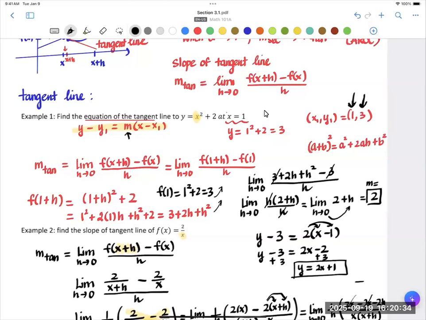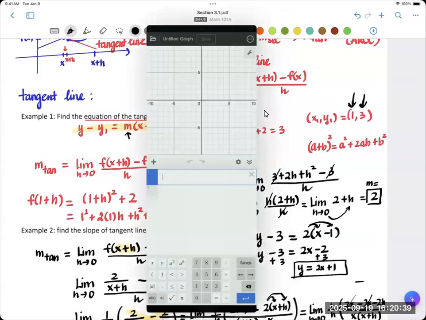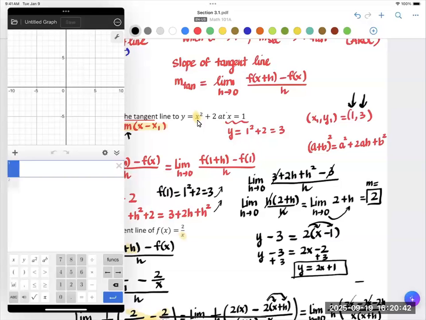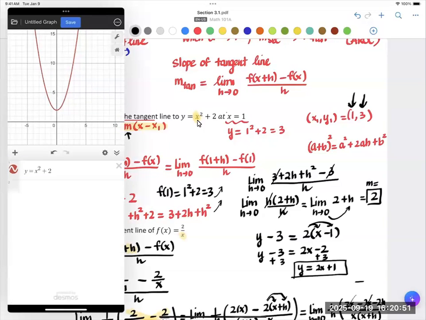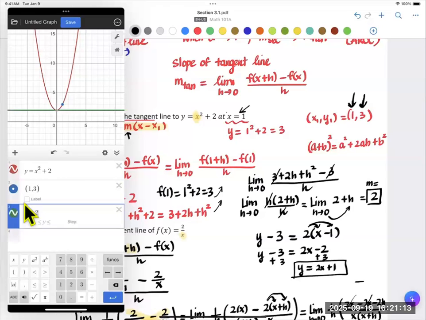Now we're going to look at the graph on Desmos. If I type the function y equals x squared plus 2, this is our function. And I want to see how the tangent line at x equals 1 looks. Where's our point x equals 1? So x equals 1, y is equal to 3. I want to draw a tangent line at this point. Our tangent line is y equals 2x plus 1, so I'm going to type y equals 2x plus 1.